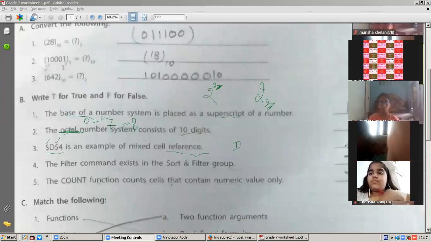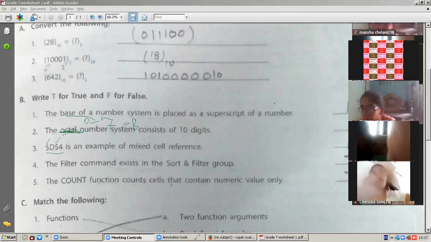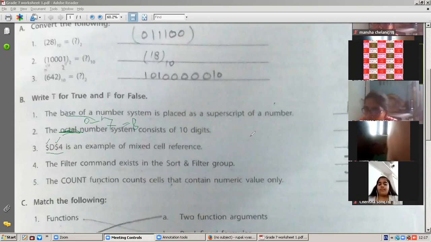Yes. Yes, very good. So those who are writing the answers, very good. So that is false. This is not mixed. If I write it this way, D, then dollar sign, and then 4, then it is a mixed one, because in one place the dollar sign is missing.